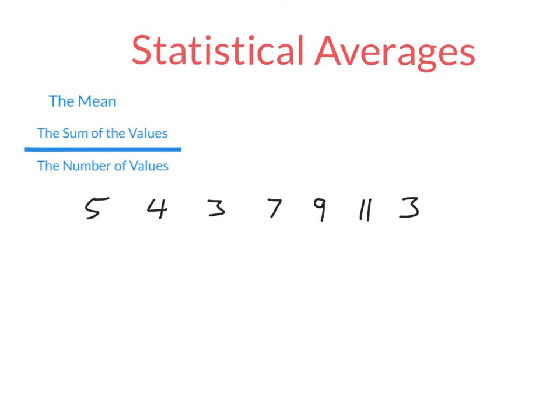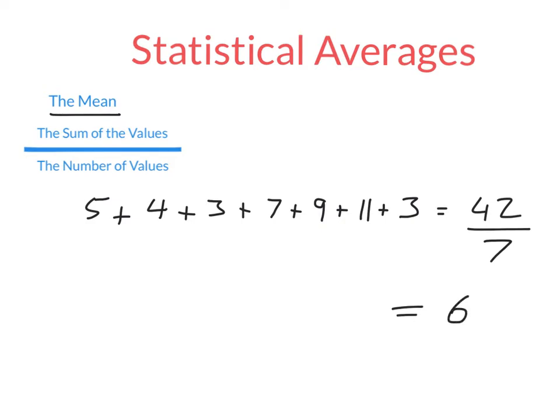So here we have a list of values, and we're trying to find the mean of these values. Remember, it's the sum of the values divided by the number of values. Well, the sum of the values just means we add the values up. So if we add these values up, they're all added together, and that comes to 42. And then we need to divide this by the number of values. So we've got 1, 2, 3, 4, 5, 6, 7 values. So it's 42 divided by 7. So in this case, the mean average is 6.